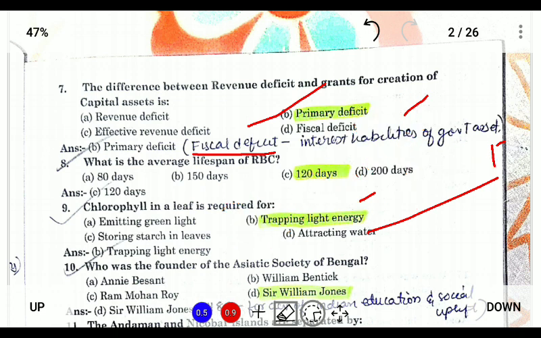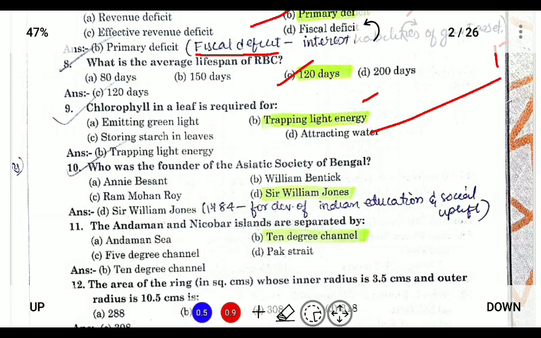Next, what is the lifespan of an RBC? The RBC lifespan is 120 days. Chlorophyll in a leaf is required for trapping light energy. Next, who is the founder of the Asiatic Society of Bengal? Sir William Jones was the founder of the Asiatic Society of Bengal, and he formed this in 1784, and he founded this for the development of Indian education and social uplift.